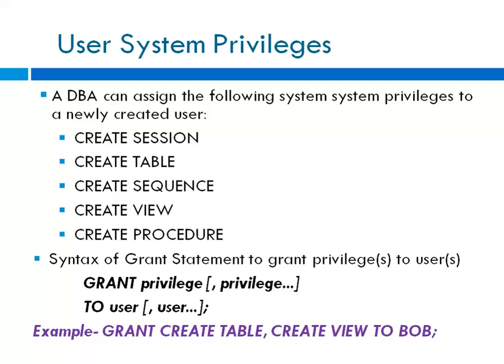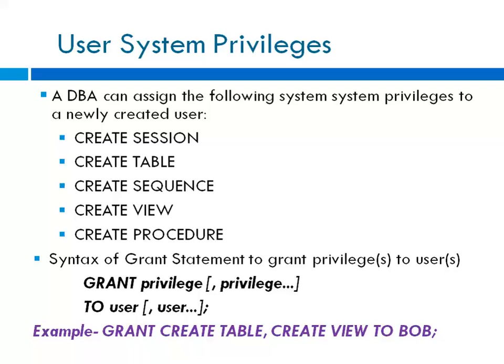So what does the grant statement do? It will give that particular privilege to the user, which is given after the to keyword. So the syntax is the grant keyword, then the name of the privilege. You can give multiple privileges here, and after that you will give the to keyword and the name of the user which already exists in your database. So here you can give multiple privileges to multiple users, multiple privileges to one user, or one privilege to multiple users, so any combination can work here.